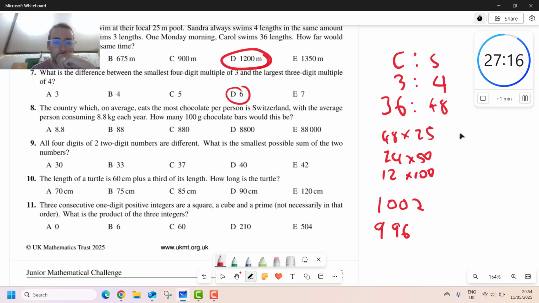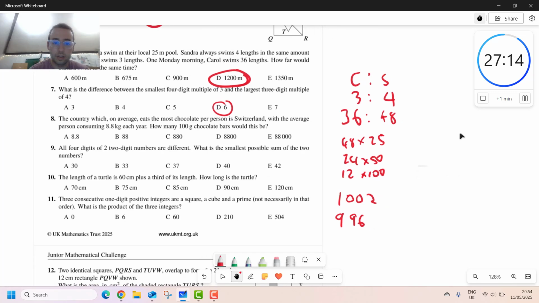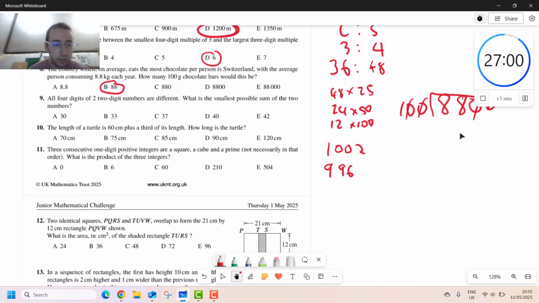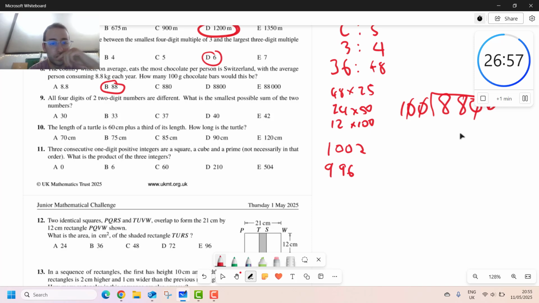Yeah. Countries, Switzerland, the answer 8.8. So this is 8,800 divided by 100. So it's 88. Okay. All four digits of two-digit numbers are different. Well, there's multiple of sum. So 1 plus 2 plus 3 plus 4. Oh no, wait, we can have zeros. So make that a 0, and then we've got 33.